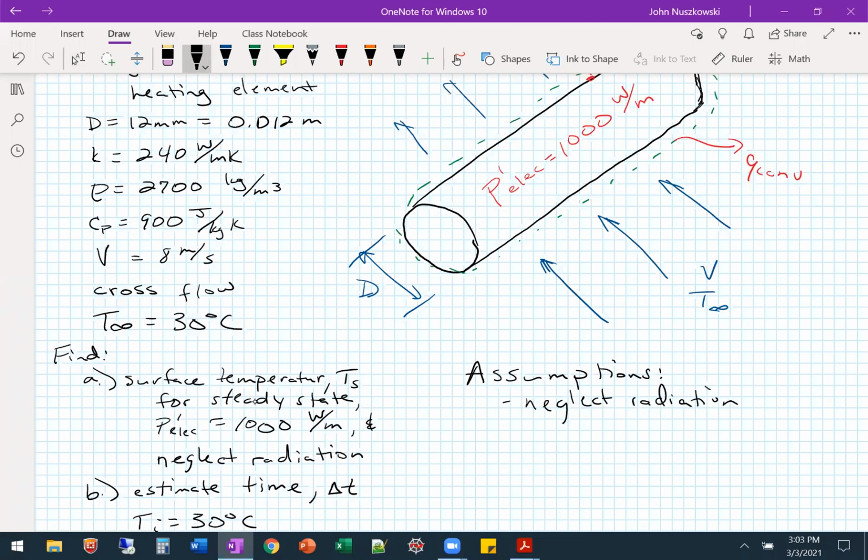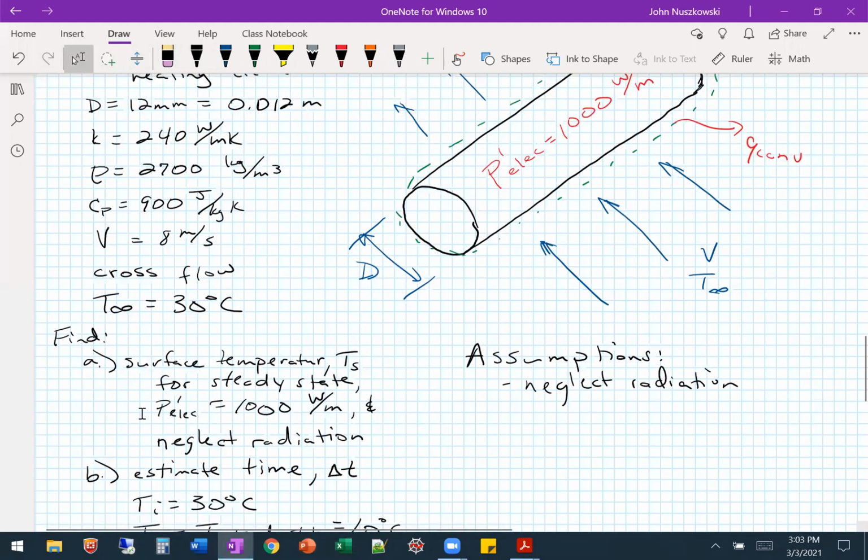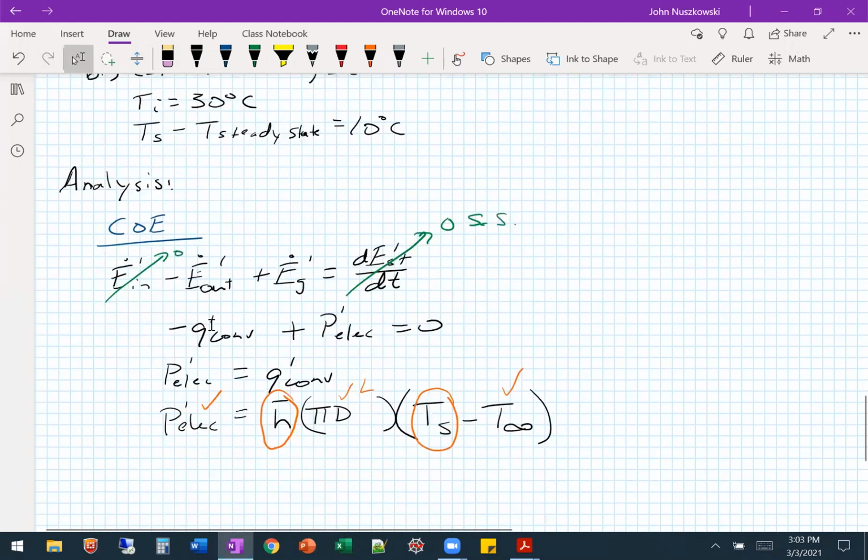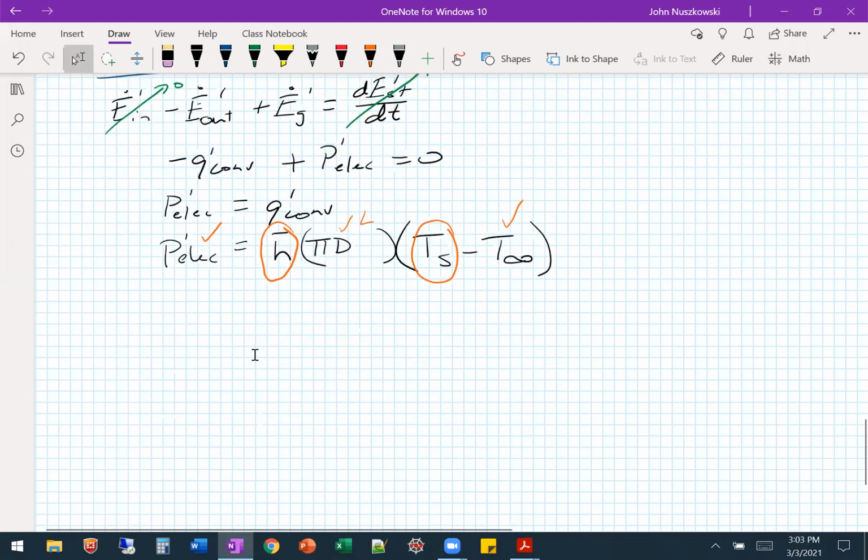All right, so with part A, we started doing that. We said conservation of energy, we have energy out, we have energy generated, and it's steady state, as was said. So we have convection and the electric power coming in. So we set up here, and we have Newton's law of cooling. We have to get our average convection coefficient, and we have to ultimately get the surface temperature.